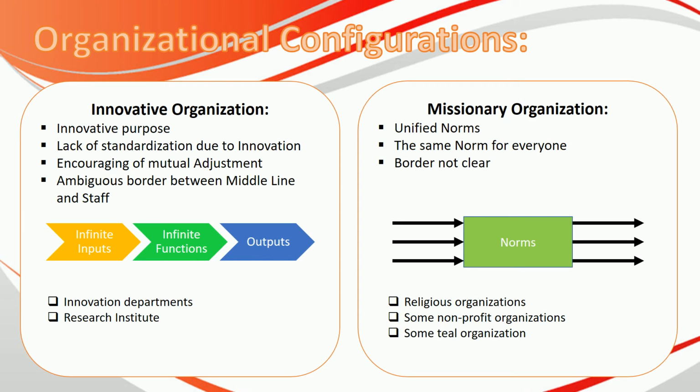For innovative organizations, the possible inputs and system functions could be unlimited. Because there is no standardization due to the innovative purpose, the specialists would try every possibility to get a new design. Examples for this are innovation departments and research institutes. Missionary organizations are aligned by unified norms, and borders are not clear between each basic part. Religious organizations and some non-profit volunteer organizations are examples for this category.